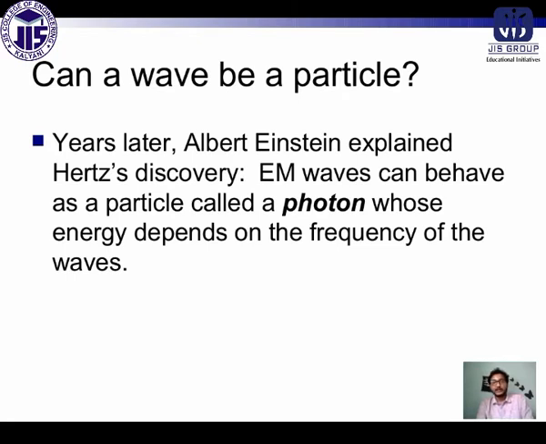Before Einstein, we considered that the number of electrons coming from the metal is based on the frequency, and the energy in those electrons is based on the amplitude. But a few years later, Albert Einstein discovered that electromagnetic waves can also behave like a particle, and that is called a photon. And for this photon, the energy depends on the frequency of the waves.